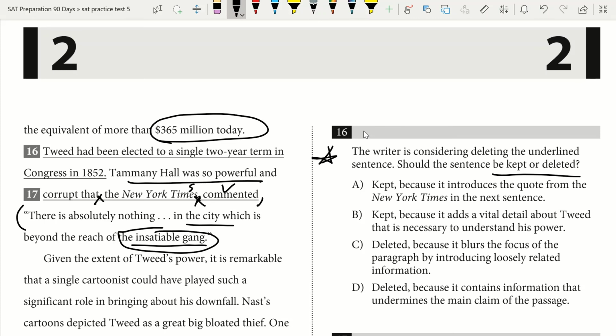Nothing could stop them. So do we want to include that Tweed had been elected to a single 2-year term in Congress in 1852? No, definitely not. Okay, so that should not be kept. Should definitely be deleted, because it's blurring the focus of the paragraph by introducing loosely related information. Okay, it's loosely related because is it about Tweed? Yes, but do we really care that he did a single 2-year term? No, we do not, because it's all about his corruption, and that's not really feeding into his corruption. So 16 there, answer is going to have to be C.